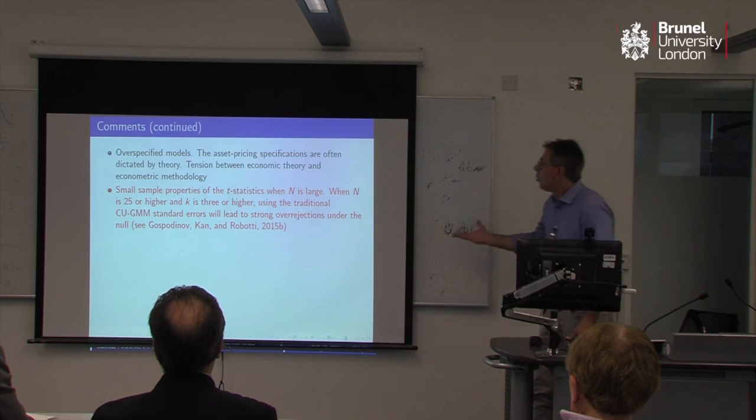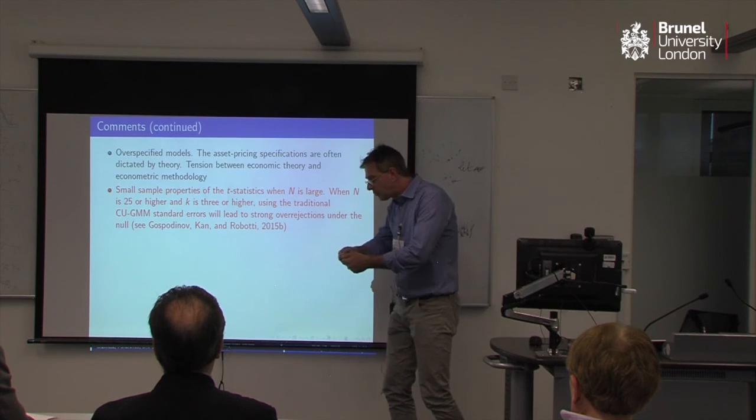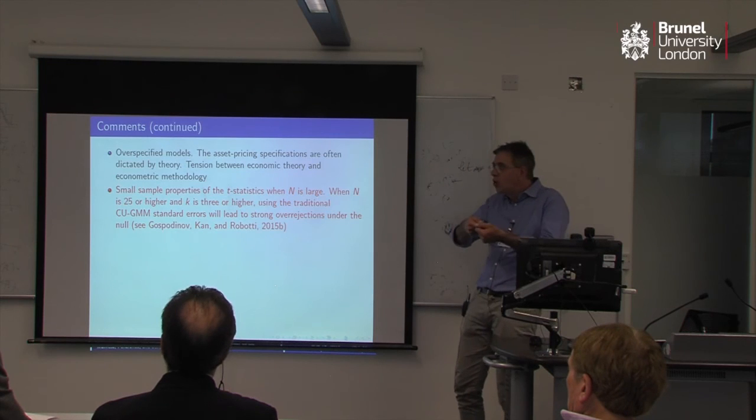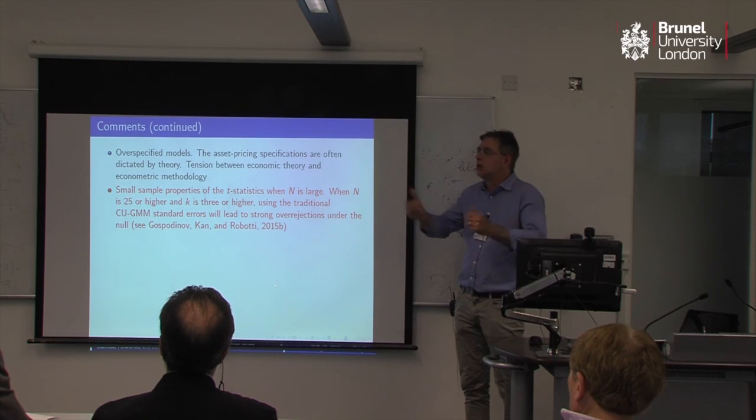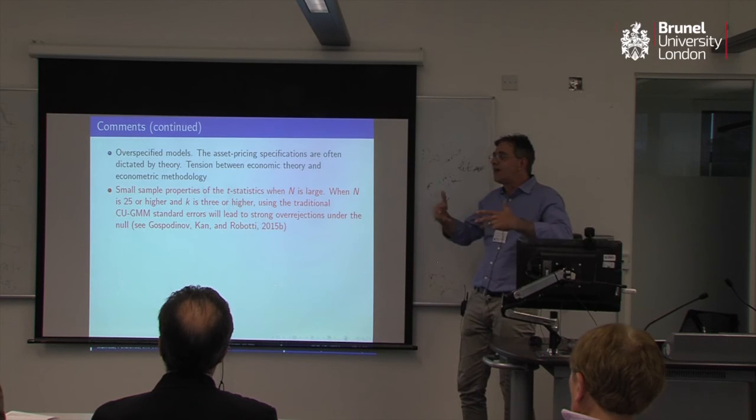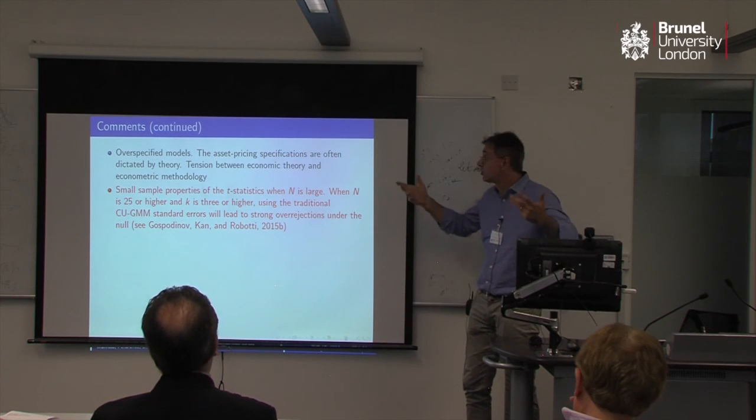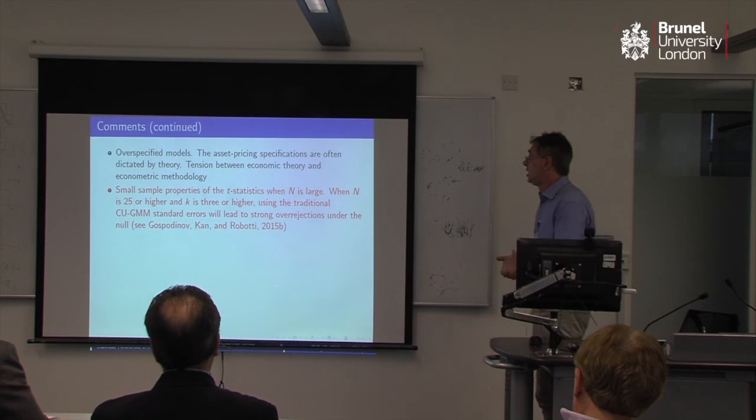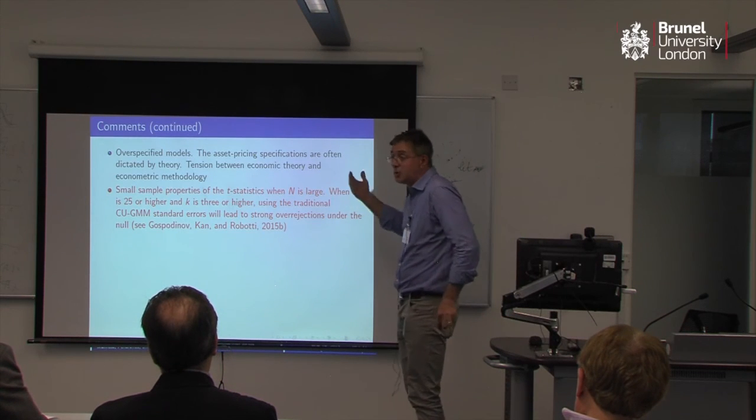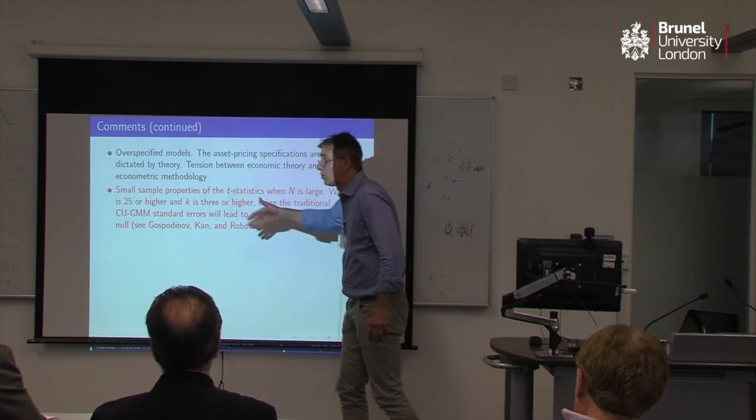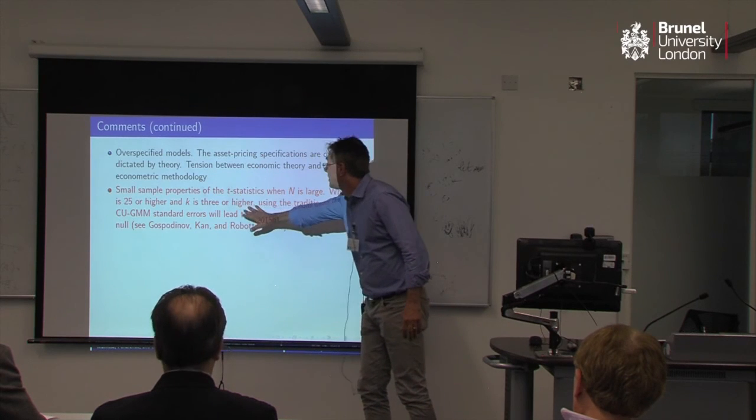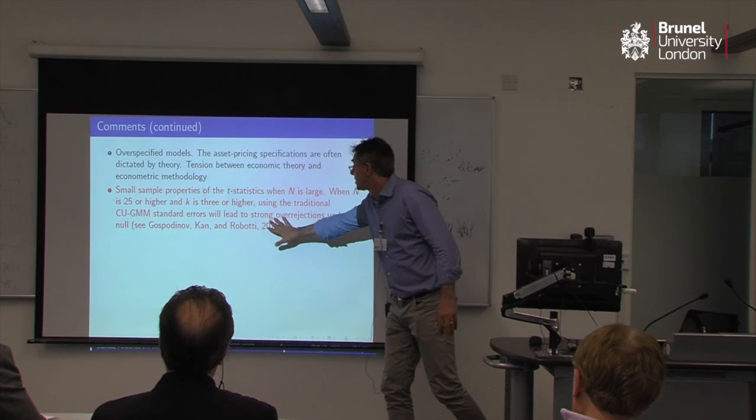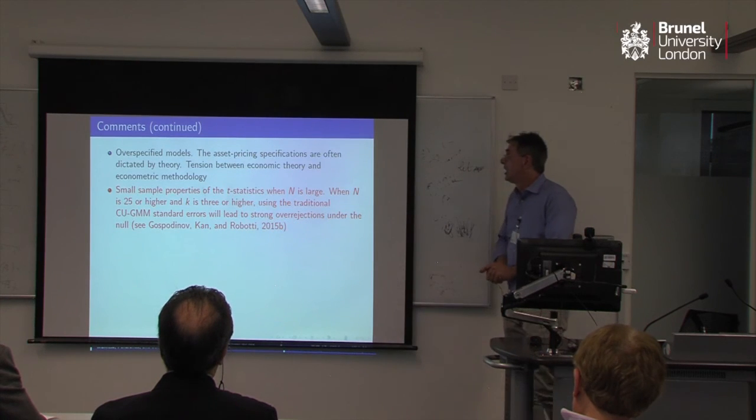So one question that I have is exactly because of the fact that we are replicating moment conditions. When we look at the null subspace, and we have it equal to 3 or 4 or 5, then we end up having a very large n. And we know, from some work that I have done, but also other people have done, that when n is 25 or higher and k is 3 or higher, using the traditional CUGMM standard errors will lead to strong over-rejection under the null.